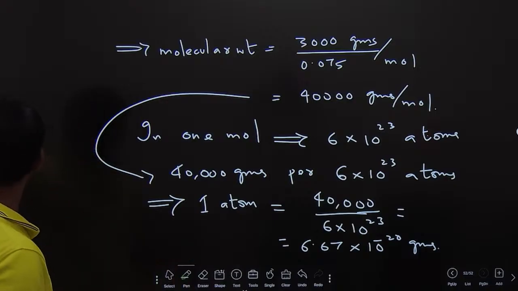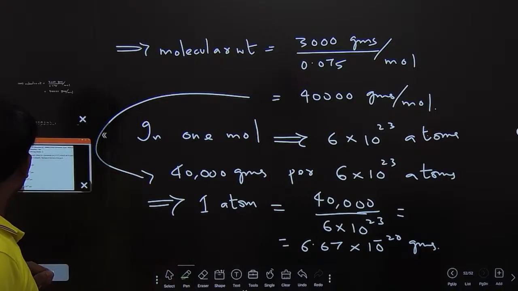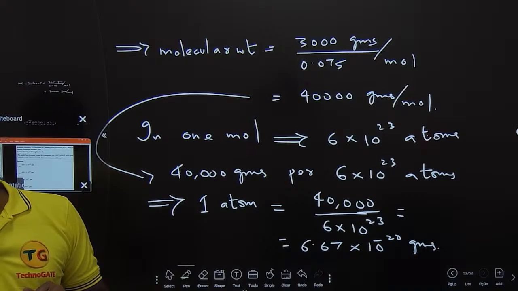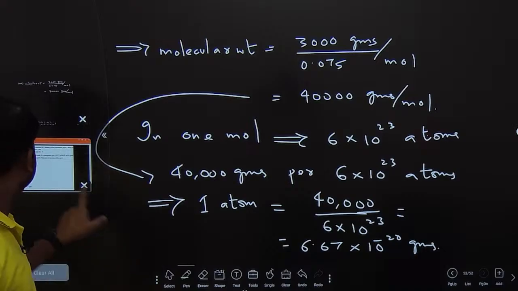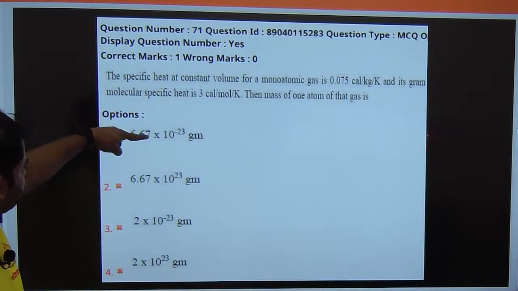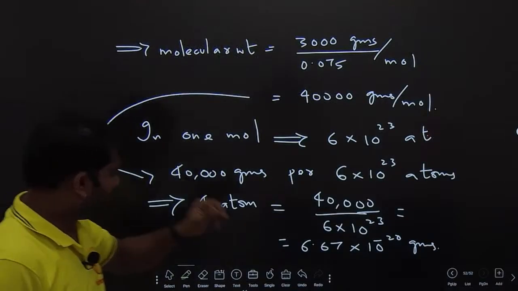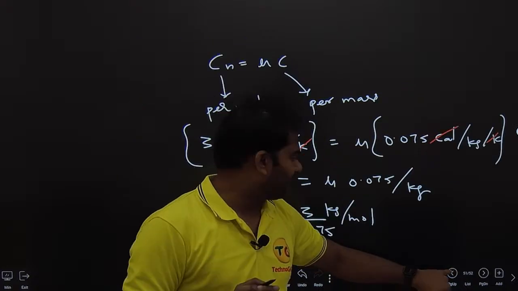So let me check if there is any calculation mistake. I am getting it as 6.67 into 10 power of minus 20. But in this question it is coming out to be 10 power of minus 23 or plus 23. That's okay, I will do the calculation here. There might be a mistake somewhere, but it's a good understanding of this.